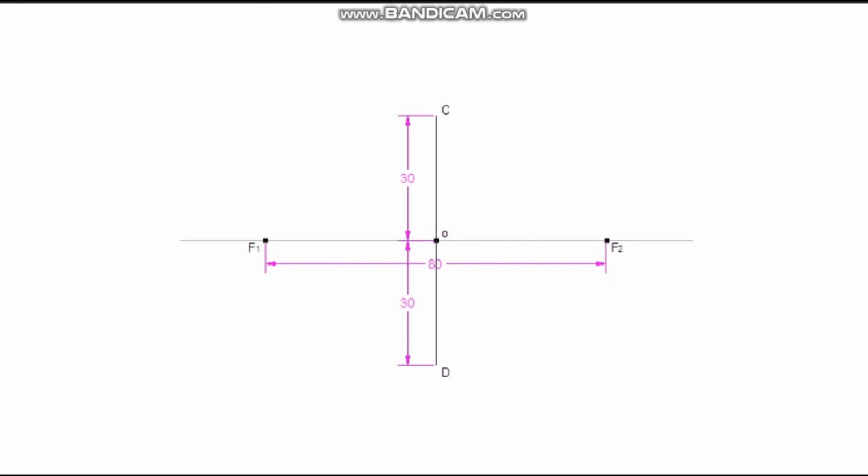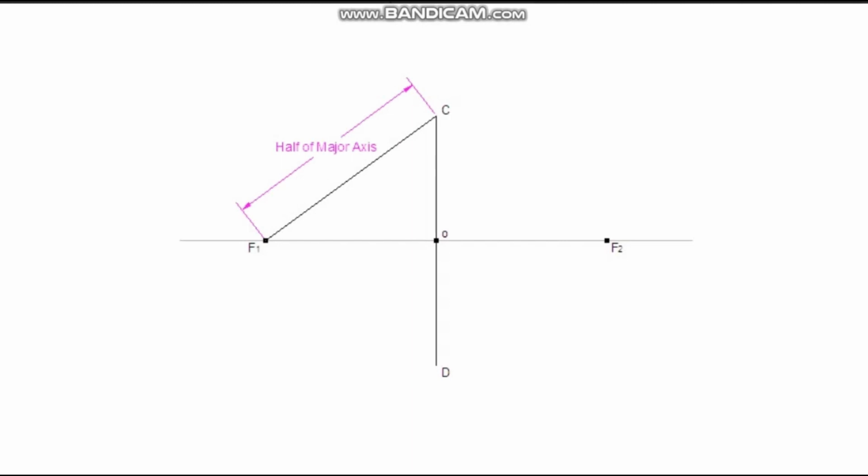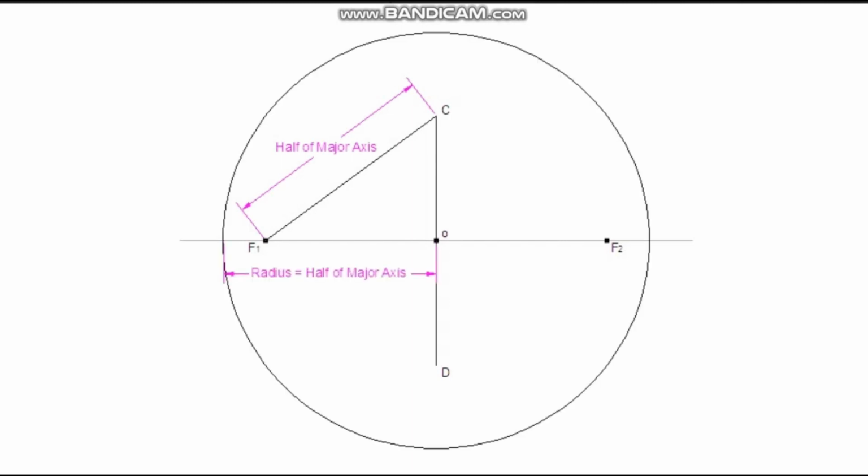Measure the distance of CF1. This is half of the major axis. Both CF1 and CF2 distances are the same. With point O as center and half of the major axis as radius, draw a circle. This is the major circle. This circle meets the horizontal line at A and B. Now line AB is the major axis.